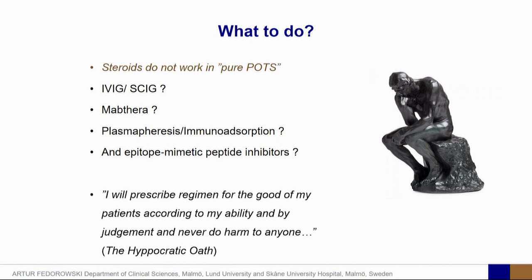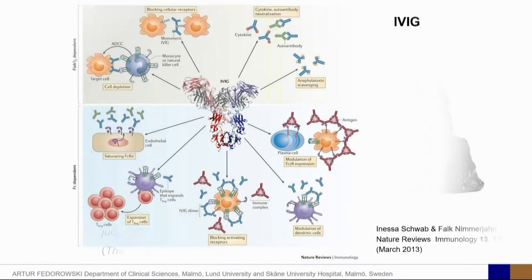But one of the most important rules in medicine to keep in mind is that we shouldn't harm the patient trying to solve the problem. And it should be kept in mind when trying different immunotherapies, different options. The treatment shouldn't be worse than the disease. And it is very relevant for different immunotherapies.